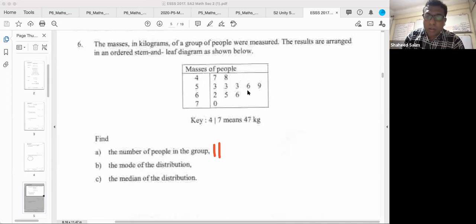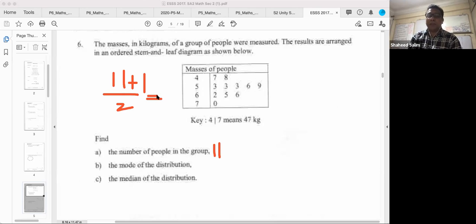Now, what is mode? Mode is the highest occurring number or the highest frequency. What is median? Median is the middle person's value. So there are 11 persons here. Who's the middle person? Position 1, position 2, 3, 4, and so on. You can use a formula like 11 plus 1 divide by 2. You will get the 6th.